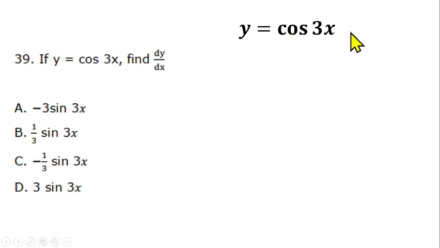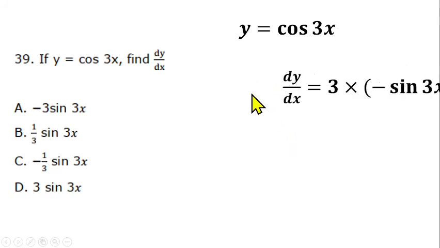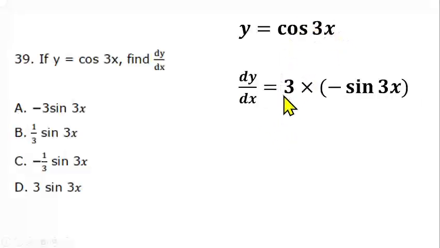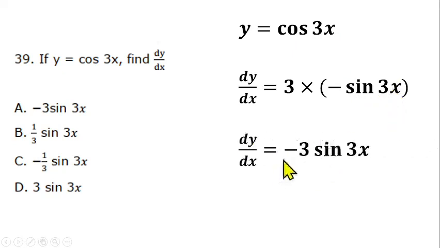Then I will differentiate cos x. That should give me sin x. No, that gives me minus sin x. So I'll be having dy/dx equals 3 will come here. When I differentiate 3x, I'll have 3 multiplied by, then I will differentiate cos x, that gives me minus sine into 3x. So if I simplify that, that should give me minus 3 sin 3x, which is the option here as well.